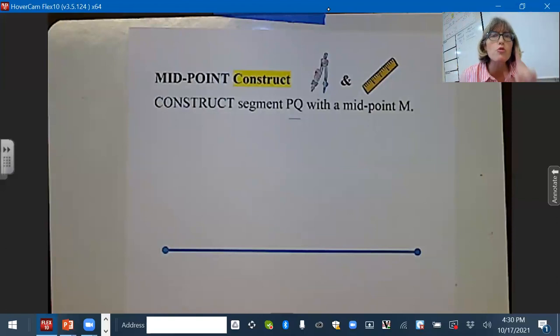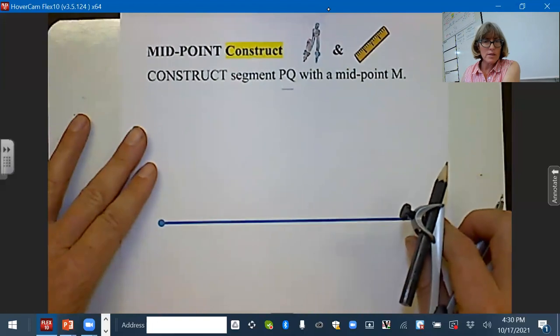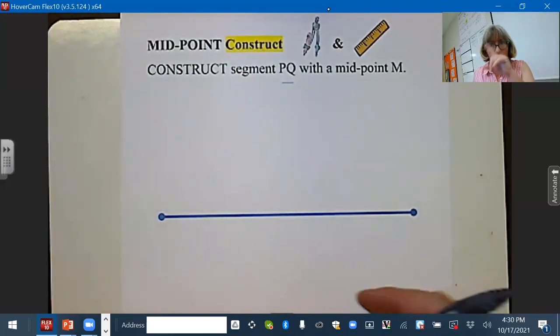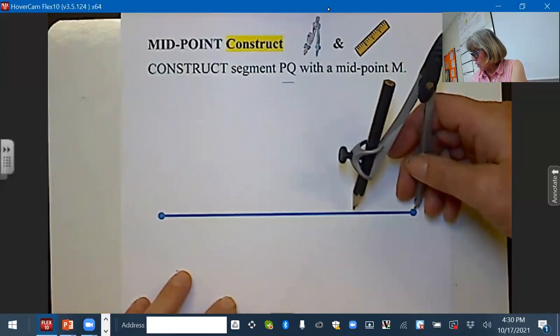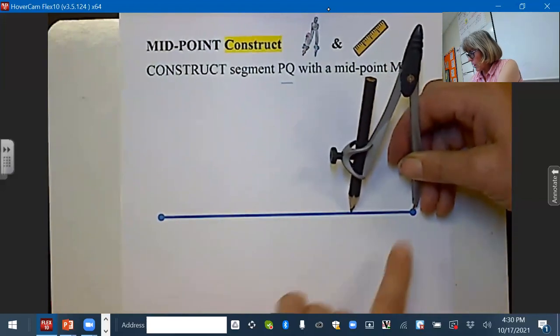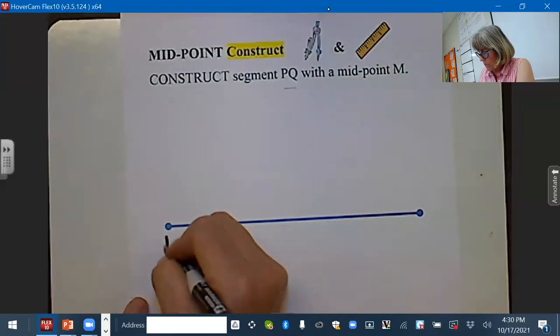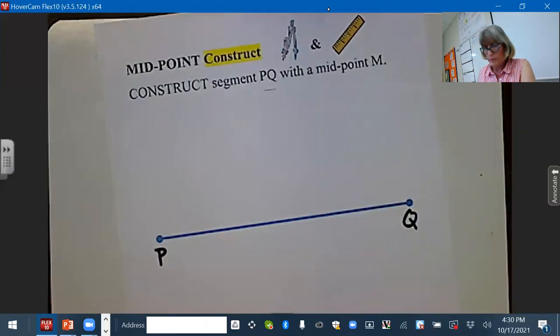I recommend you first watch. I'm going to do everything twice. You just watch. Do nothing but watch. Then follow. We're going to construct a midpoint. The same segment. Watch, just watch. Then follow. To construct a midpoint, you put your compass at one of the endpoints. Oh, it's PQ. Let's at least label PQ. PQ.